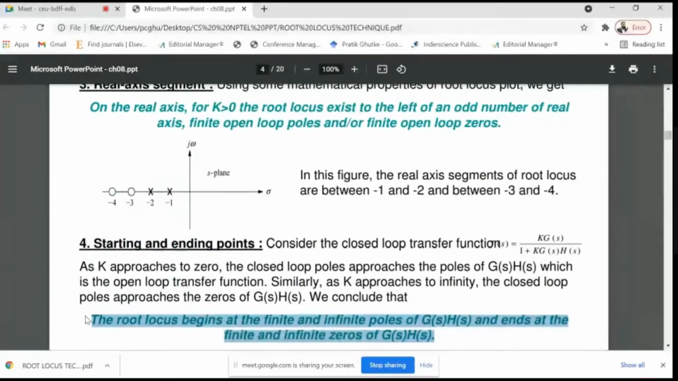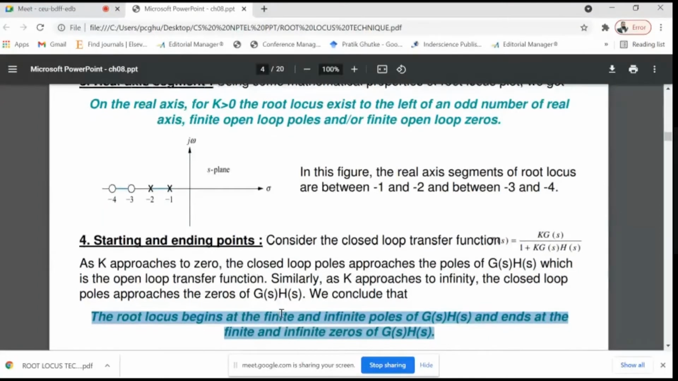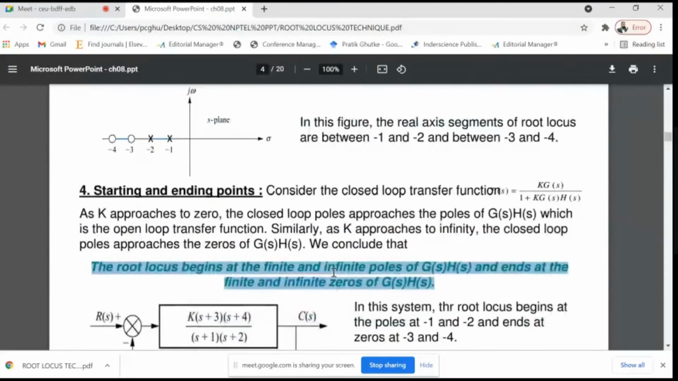The root locus always starts at the poles and ends at the zeros. So the starting point will be a pole and the end point will be a zero. Yes, keep that in mind. Rule number 4: the root locus begins at the finite and infinite poles and ends at the finite and infinite zeros.